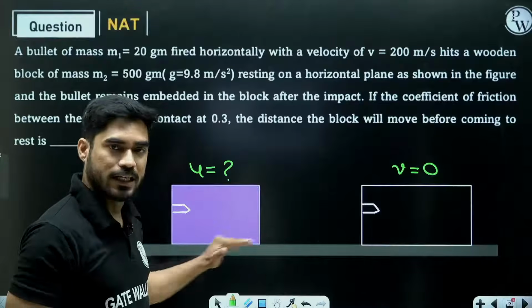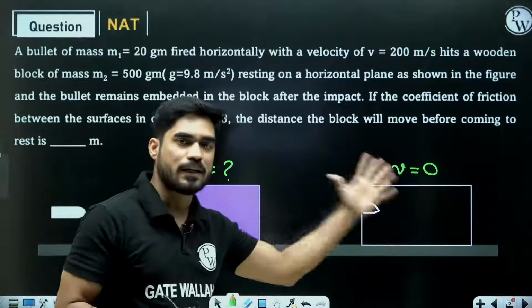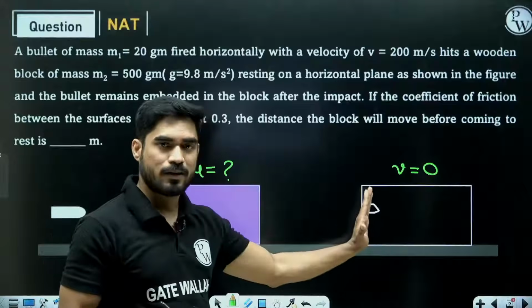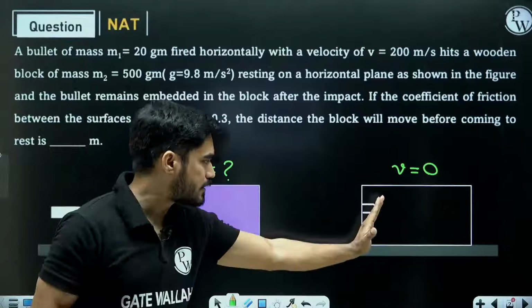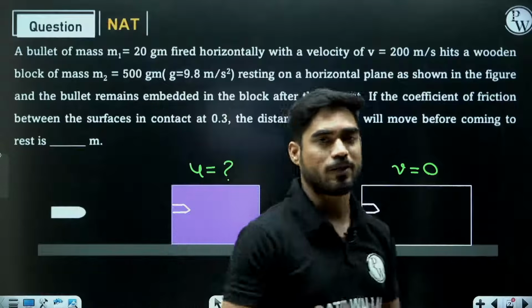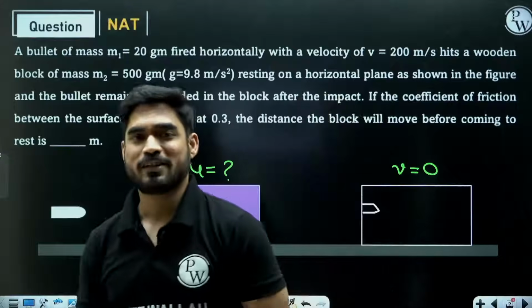But due to friction, the velocity will start decreasing and ultimately the block will come to rest. So we have to calculate what this distance will be. But in order to calculate this distance, we need this initial velocity. So how do you calculate this initial velocity? Here comes a very interesting concept.